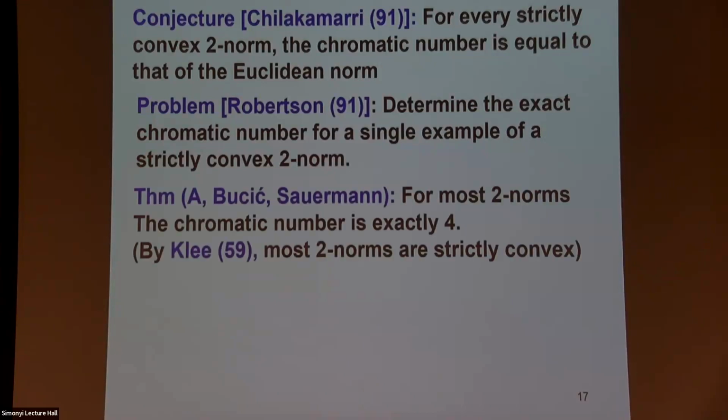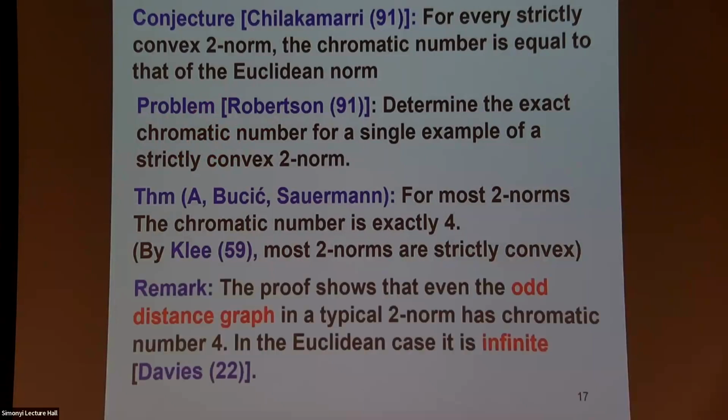So we answer the first conjecture, and maybe we answer the second, depending on how you interpret this problem, because what we managed to prove with Matija Bucić and Lisa Sauermann is that for most two-norms, the chromatic number is exactly four. It's always exactly four, and there is an old result of Klee showing that most two-norms are strictly convex. So in particular, this conjecture is false, because now we know that the chromatic number for the Euclidean case is at least five, but for most two-norms, it is exactly four, and maybe it answers this, unless you interpret the problem as asking for an explicit example, and we don't know an explicit example.